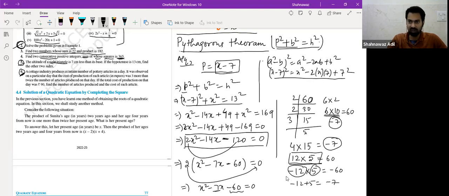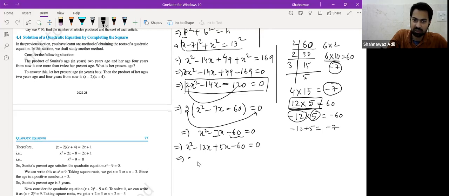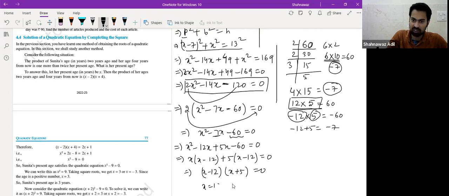Yes. Right, Hamad? Adel, what about you? Yes. So now this would be x square minus 12x plus 5x minus 60, right? So x minus 12 and x plus 5. So x is 12 and x is minus 5, right?